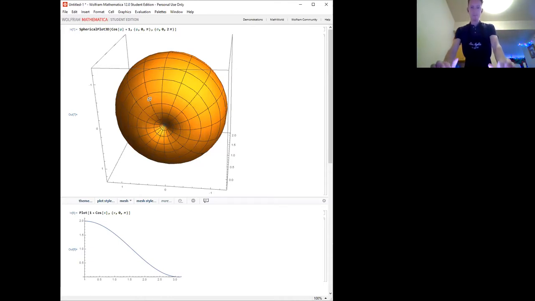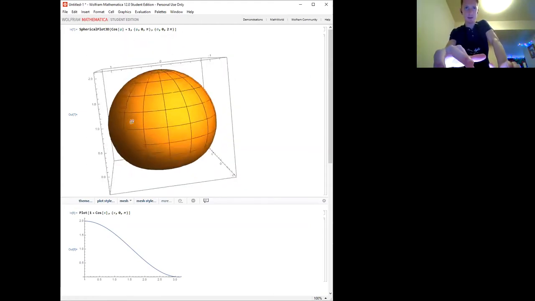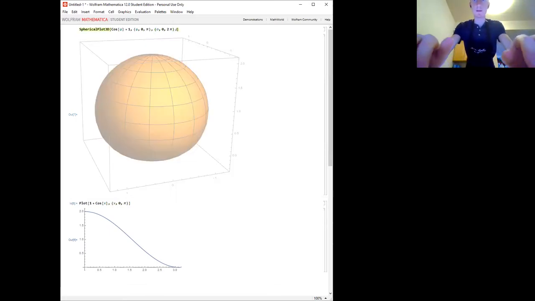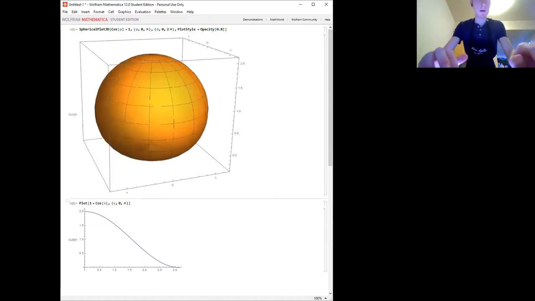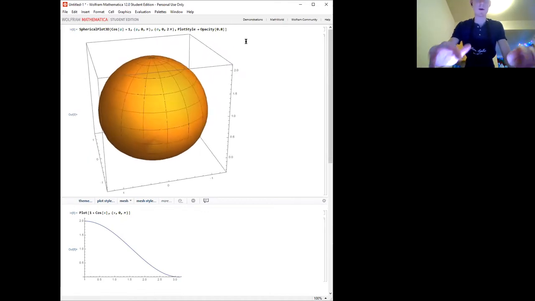So does that make sense as a way to visualize this surface? I'll be able to make this translucent. Nice. Okay, it's a little bit translucent there, if that helps see the inside as well. Okay, right. So that's just some examples of how to plot or sketch some surfaces in spherical coordinates.